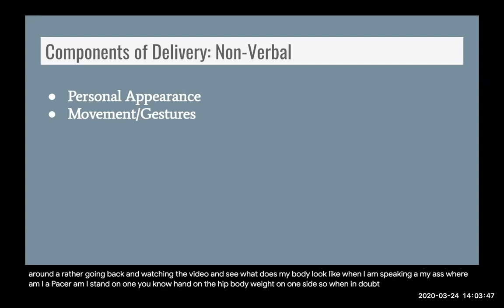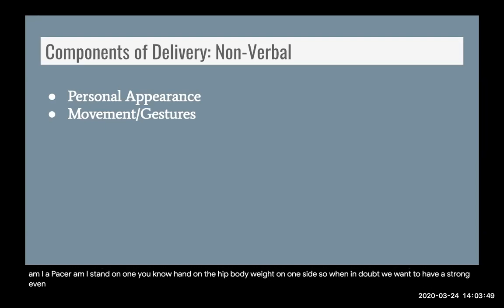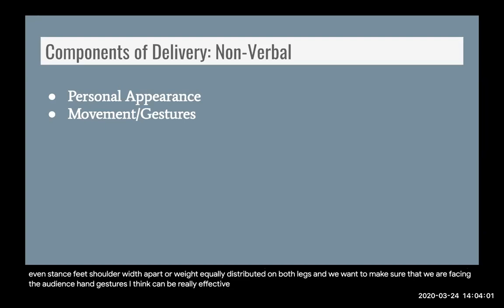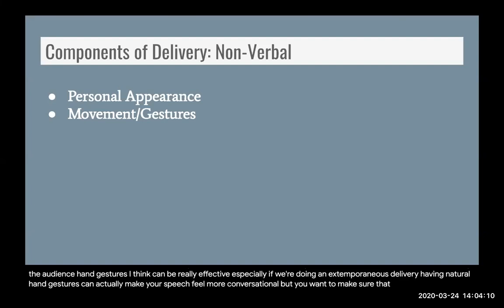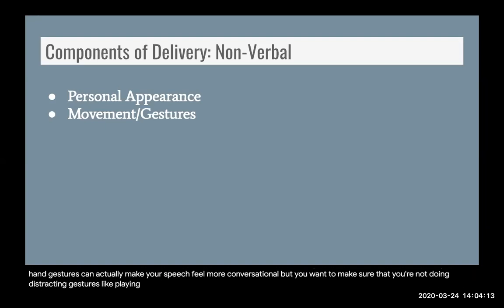When in doubt, we want to have a strong, even stance, feet shoulder width apart, our weight equally distributed on both legs. And we want to make sure that we are facing the audience. Hand gestures, I think, can be really effective, especially if we're doing extemporaneous delivery. Having natural hand gestures can actually make your speech feel more conversational, but you want to make sure that you're not doing distracting gestures, like playing with your index cards or hitting your leg or putting your hand in your pocket. Stay open, stay strong, and stay confident with your body.